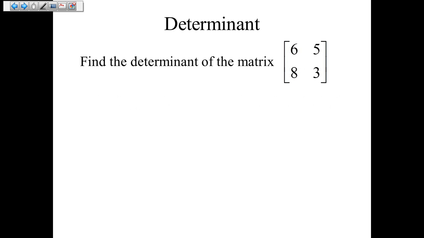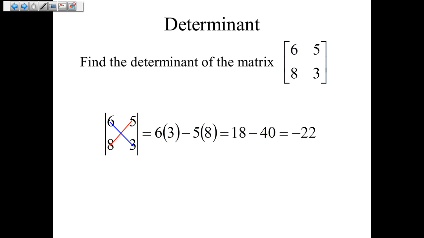Let's find the determinant of this 2x2 matrix. Now we take the 6 and the 3 and multiply, minus 5 times 8. You always subtract the second diagonal. So we have 18 minus 40. So the determinant of this 2x2 matrix is negative 22.